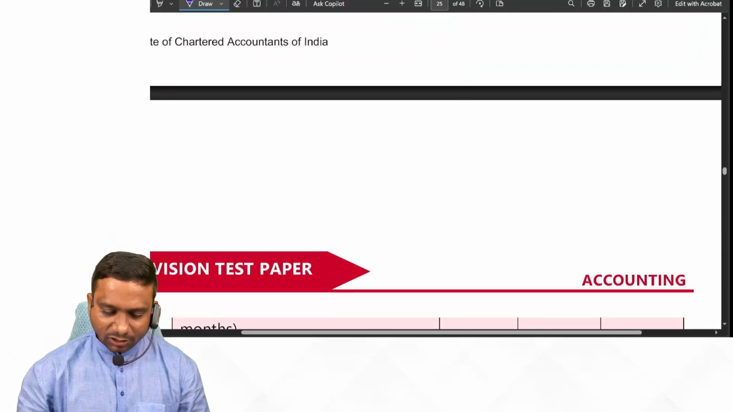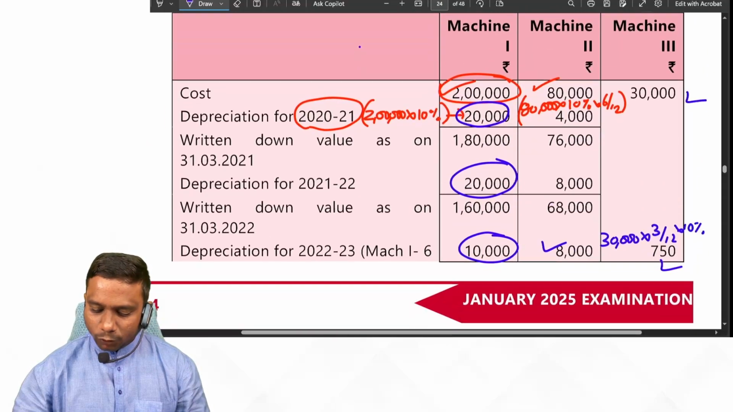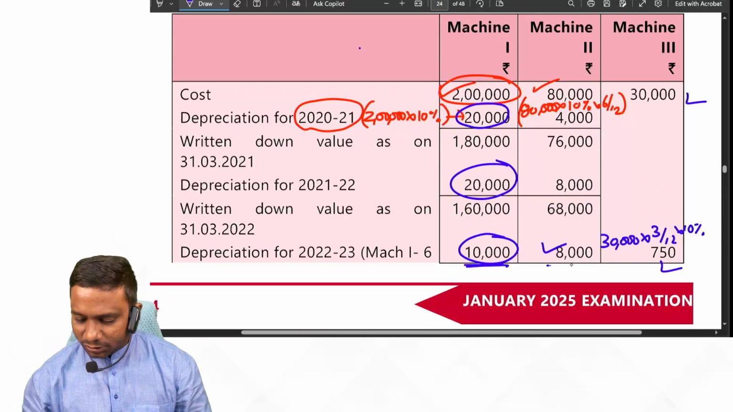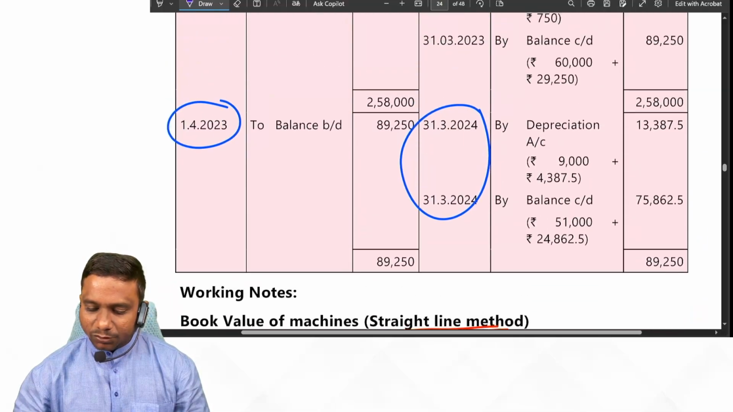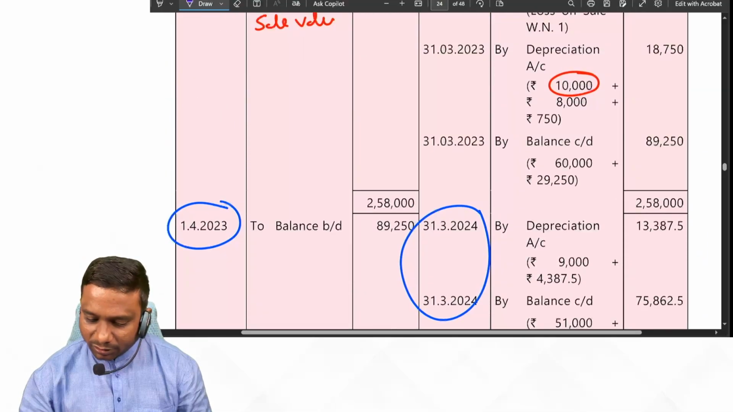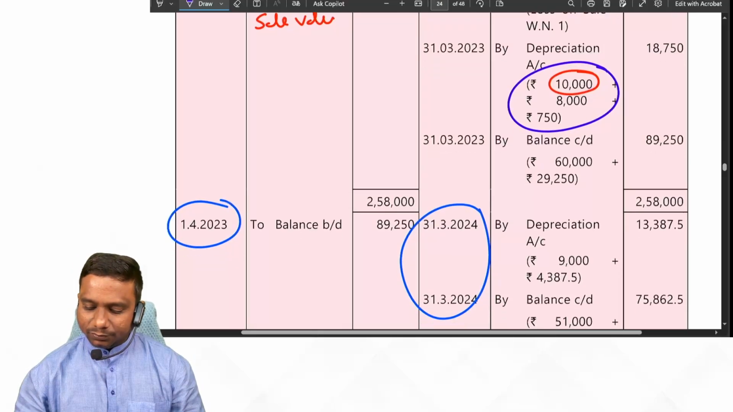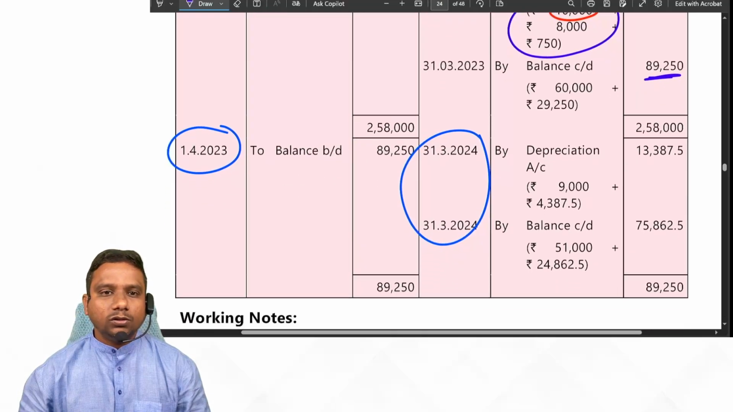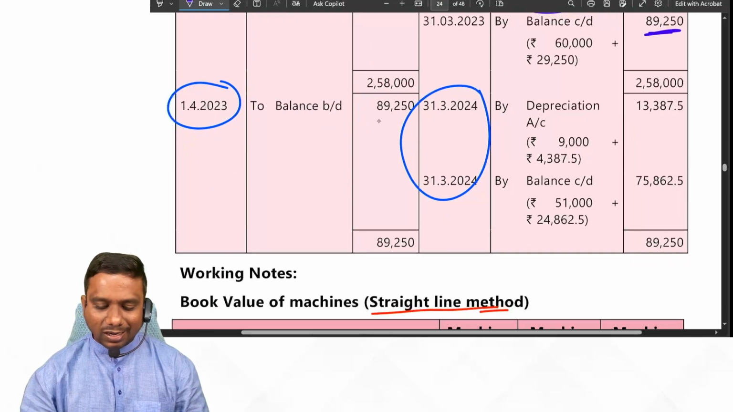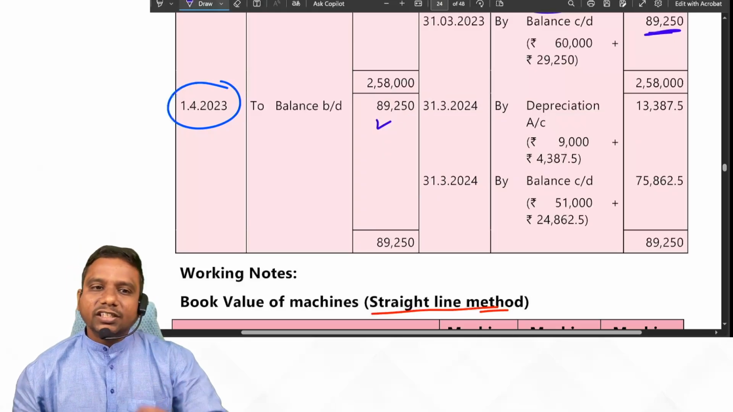So this year is completed. Total depreciation for year 3: 10,000, 8,000, 750. Total 18,750. Observe carefully. Now balance the account, you get 89,250. Okay. Now this is carried forward to 1/4/2023. Is it clear, students?